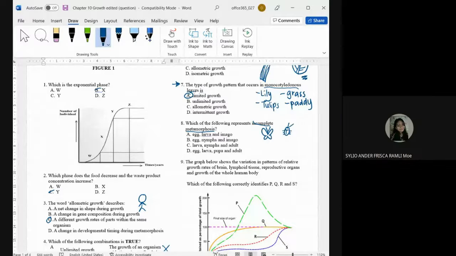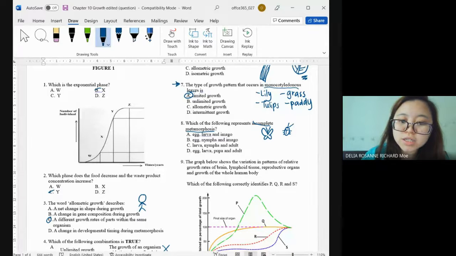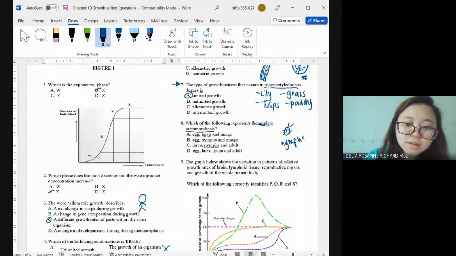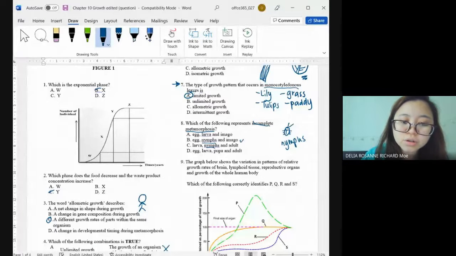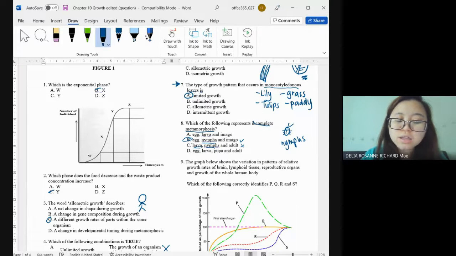Lipas. Correct. So you remember, incomplete metamorphosis is for the lipas. So lipas will have nymphs. Then you look for the one yang ada perkataan nymph, mana yang dia punya urutan betul. Egg, nymph, imago, betul. Larva, nymph, adult, salah, sebab dia mesti start dengan egg. Tidak terus tiba-tiba jadi larva. So answer for 8 is D.